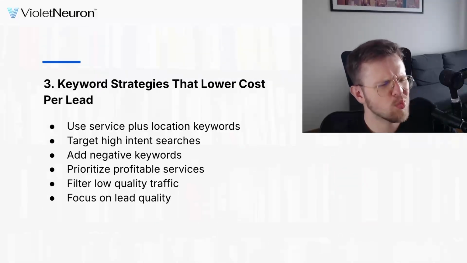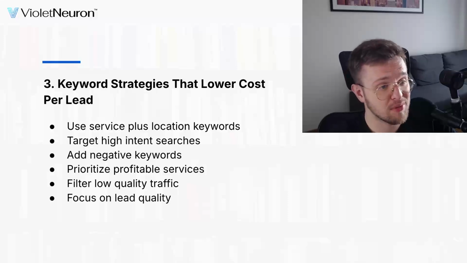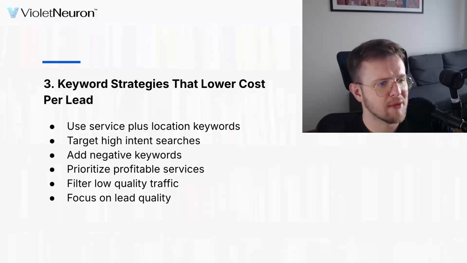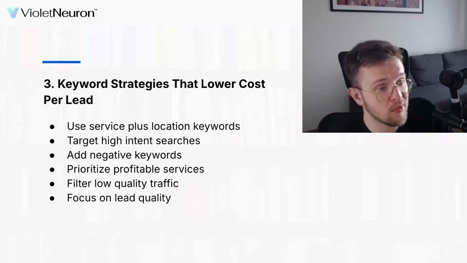Keyword strategy is one of the biggest factors by far separating profitable remodeling PPC campaigns from campaigns that waste money. The first thing you want to focus on is service plus location targeting. So searches like bathroom remodeling contractor Chicago or kitchen remodeling company Phoenix usually perform much better than broad terms because they show clear local buying intent. Specific keywords attract more qualified homeowners and also improve conversion rates.